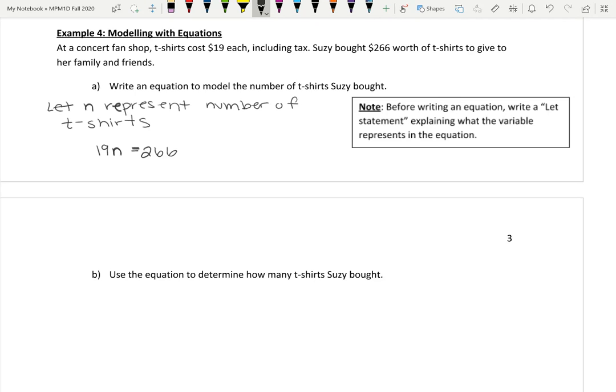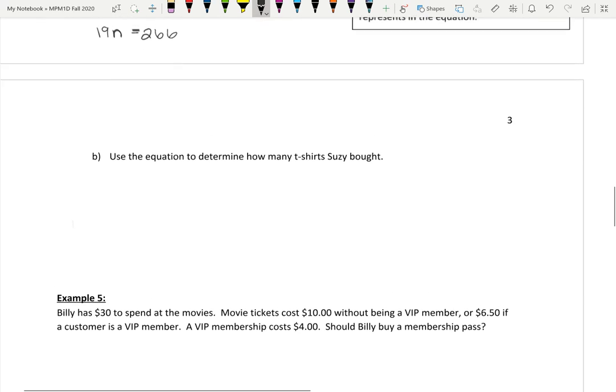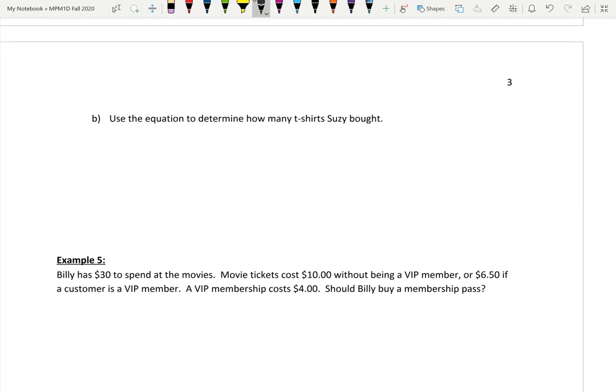Now in B, use the equation to determine how many t-shirts Susie bought. So now we're going to solve. So I'm going to rewrite my equation. Okay. And I'm going to divide both sides by 19 in order to isolate n. Using my calculator, I'm going to find out what 266 divided by 19 is, and it is equal to 14.